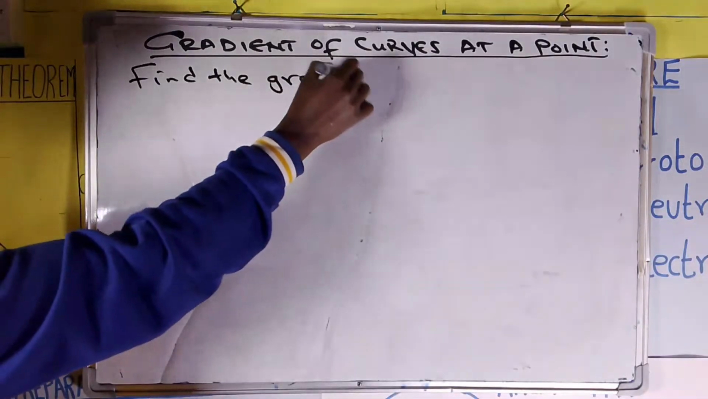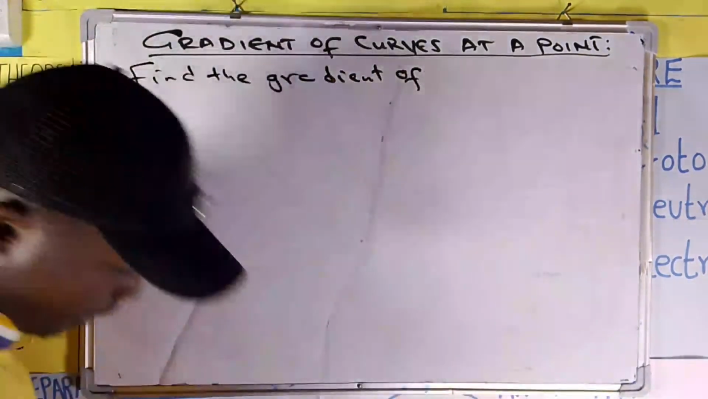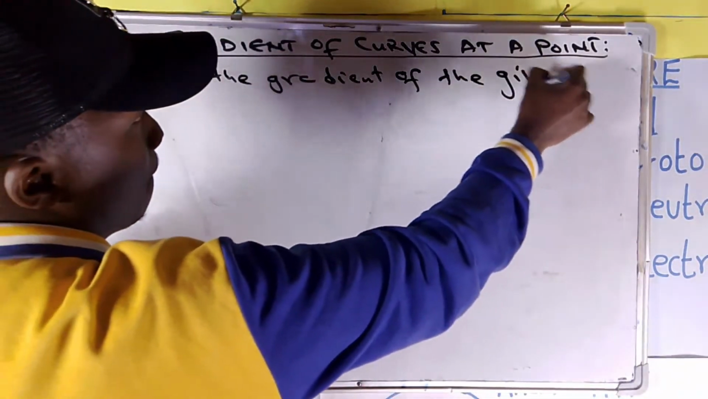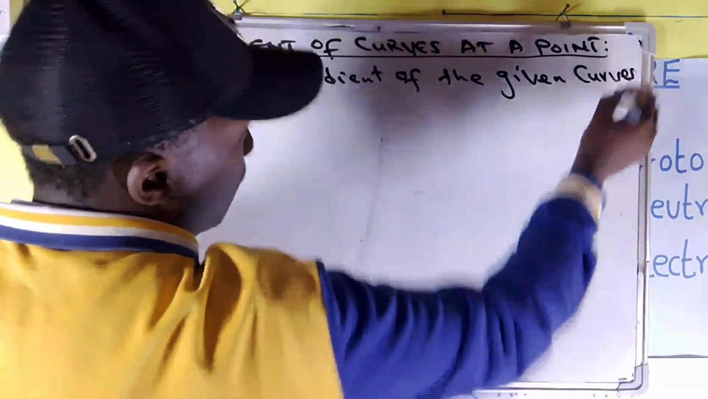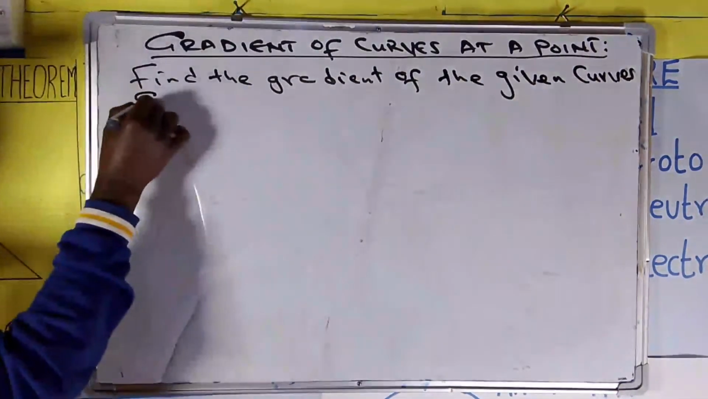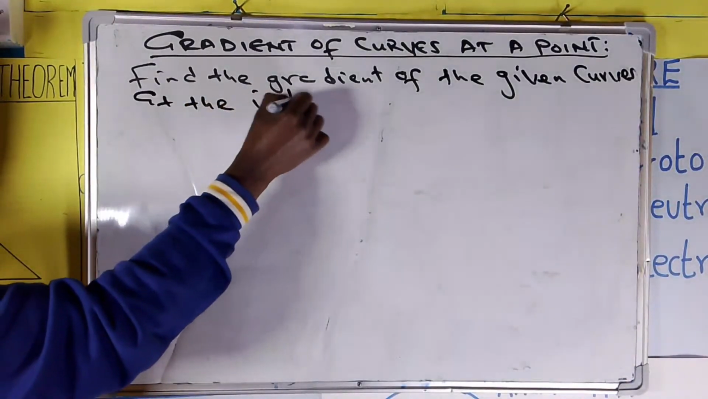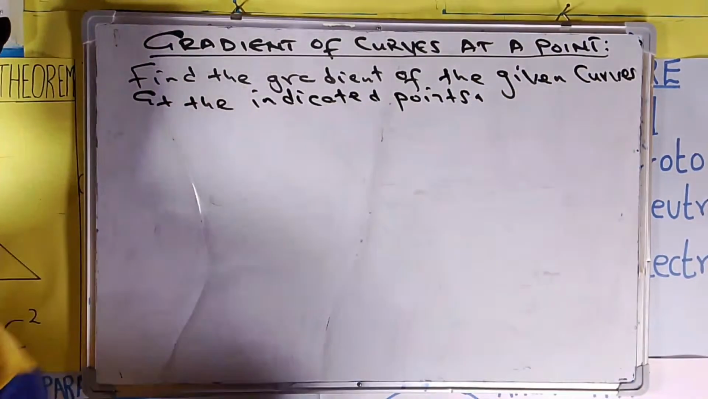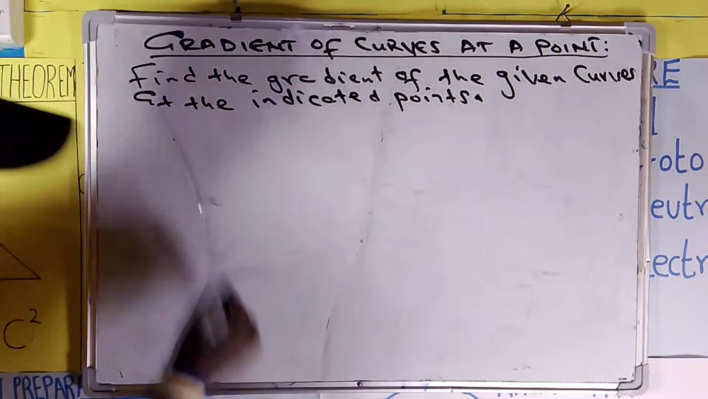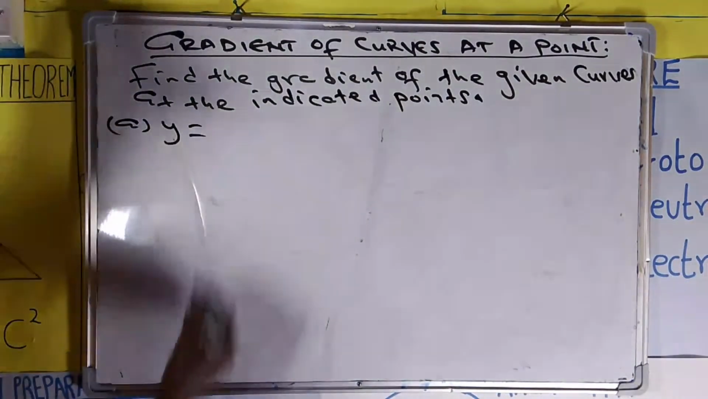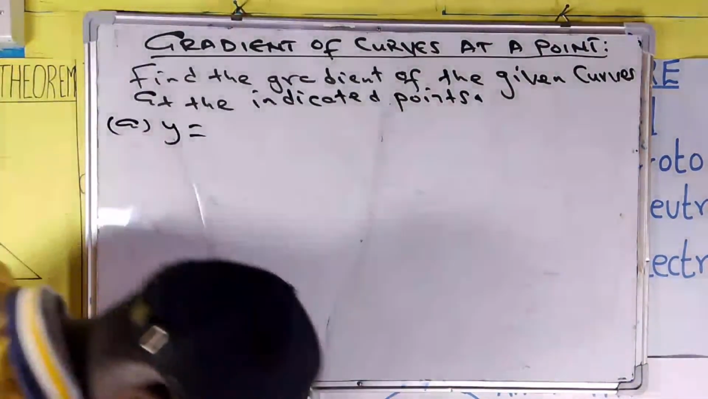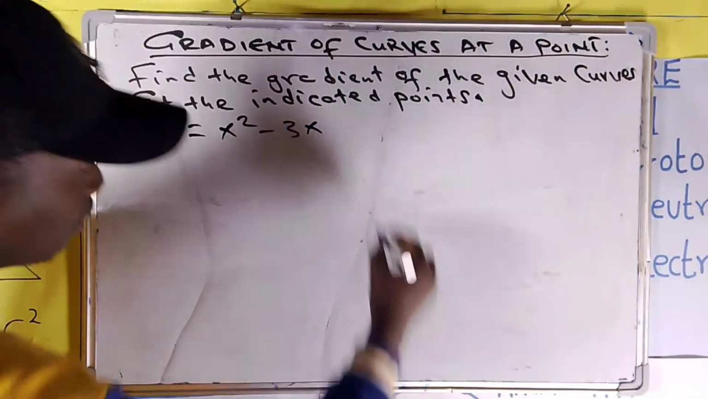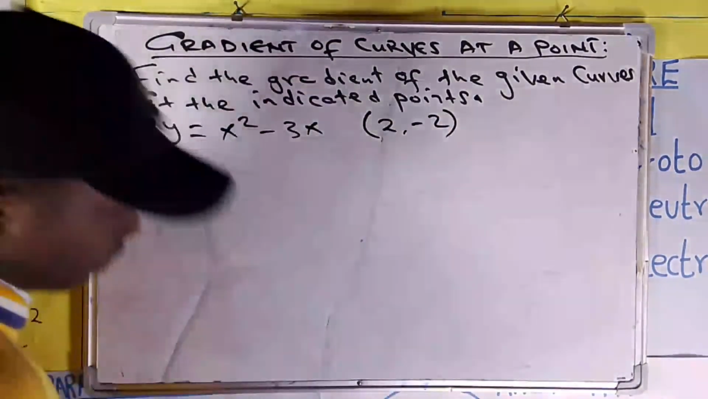Find the gradient of the following curves, of the given curves at the indicated points. So the first one is y is equals to x squared minus 3x at what point? 2, negative 2.